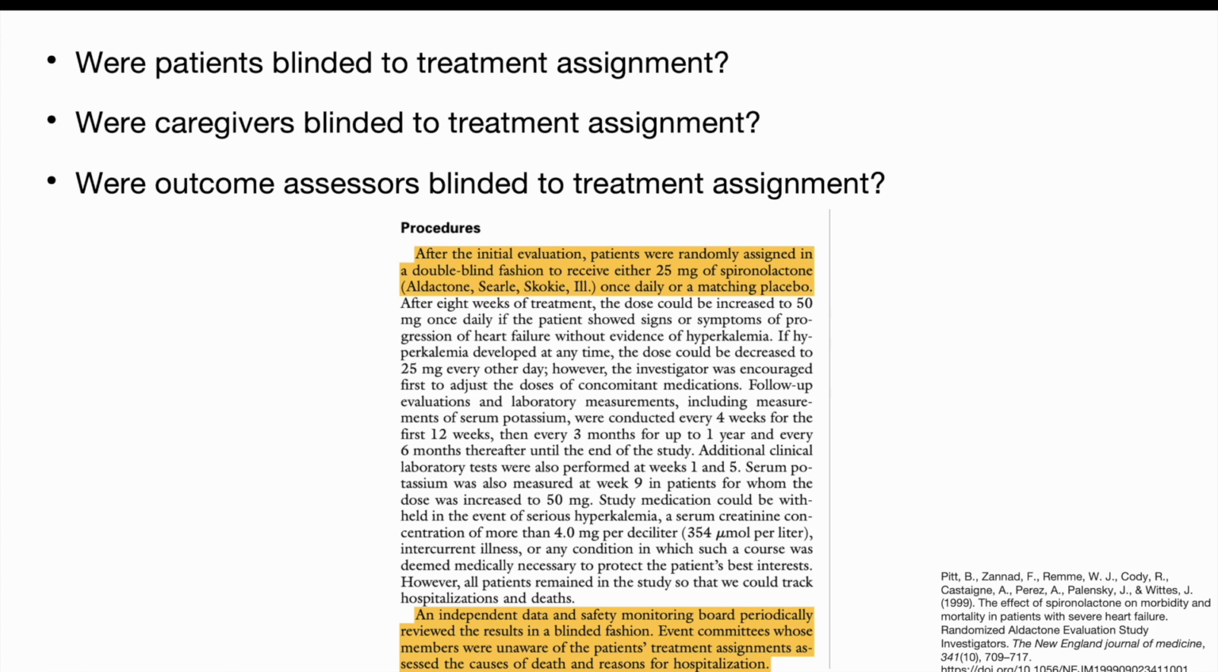Were caregivers? Well, it says it's in a double-blind fashion. A double-blind fashion means that patients are blinded and caregivers are blinded to whether or not they are receiving or distributing the placebo or the actual medication that we're studying. And we want to know, were outcome assessors blinded to treatment assignment? At the bottom there in the yellow, we see an independent data and safety monitoring board periodically reviewed the results in a blinded fashion. Event committees whose members were unaware of the patient's treatment assignments assessed the causes of death and reasons for hospitalization. So here's a question to think about. Why do we need to have everyone blinded to the treatment and the treatment assignments? Just a question for you to ponder and consider.